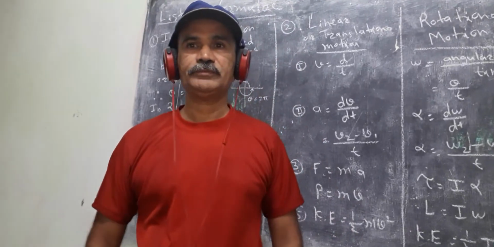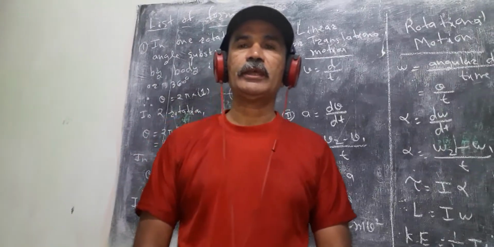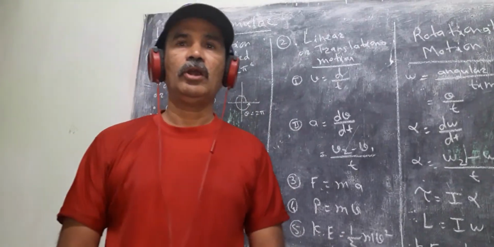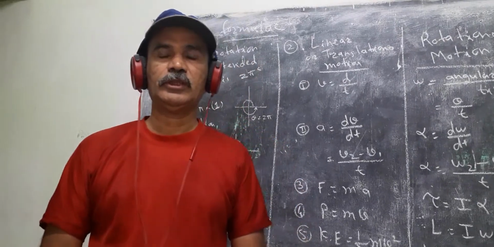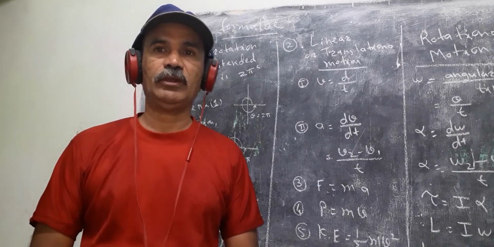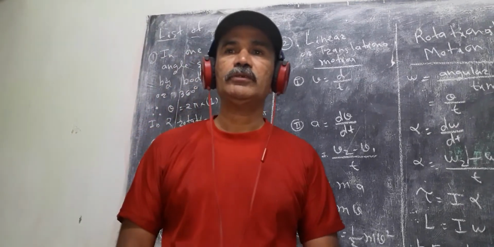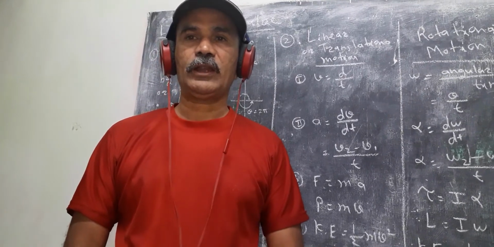Good afternoon, boys. Last time we have seen the concept of kinetic energy for a rolling body along a horizontal surface and along an inclined plane. Let us go further. Now we see examples which are based on this chapter. To solve the examples, we should know certain formulae. Let us see one by one what the formulae are.